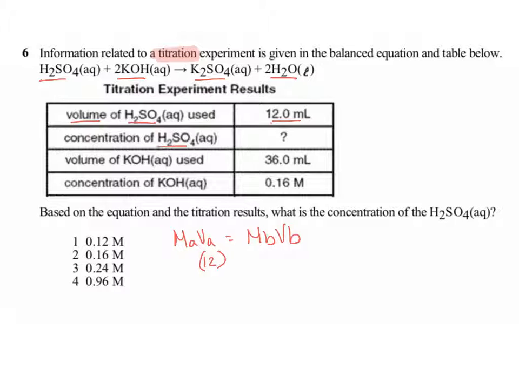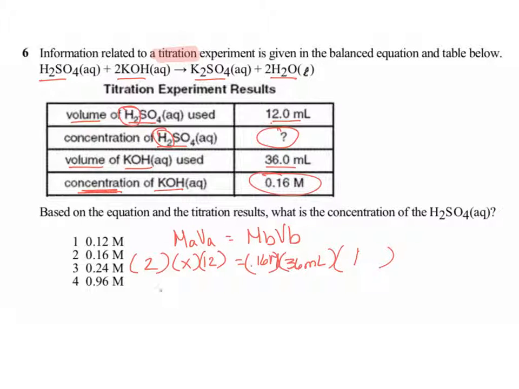The concentration of that H2SO4 we don't know. So that's the molarity. So we don't know that. Now, how many H's are in this acid? There are 2. So this side of the equation needs to be multiplied by 2. The volume of the KOH, which is the base, is 36 milliliters. The molarity of the KOH, concentration is molarity, is 0.16. And how many OHs are in there? Only 1.